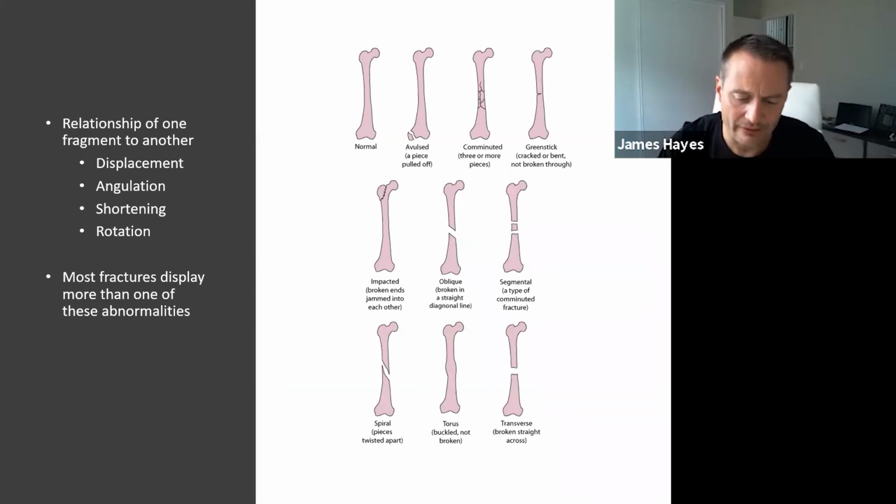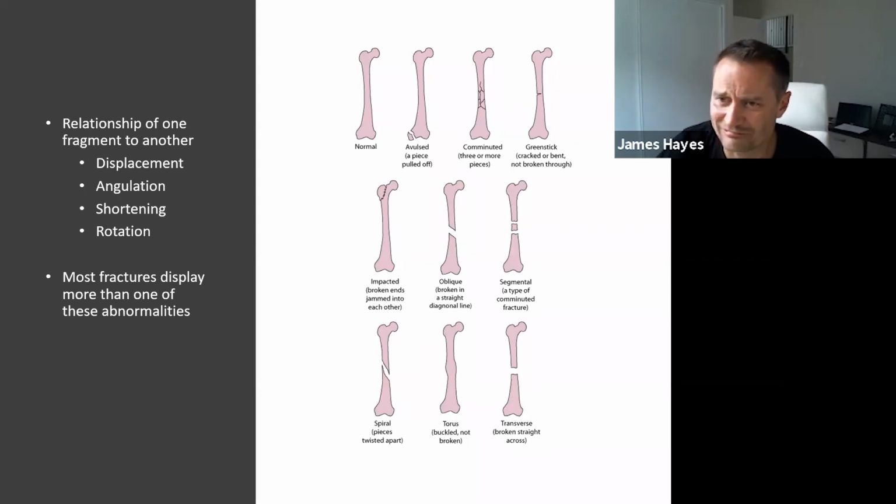So in radiology, we always talk about different types of fractures. And the reason for that is so we know which fracture we're talking about and what to look for. Now, the great thing is you're often not just looking at one, okay? But we talk about displacement, angulation, shortening or elongation, and then rotation. Okay, so if that's your femur there, you have a normal one, and then you have a little avulsed piece, which is a piece pulled off, usually by a tendon, always by a tendon.